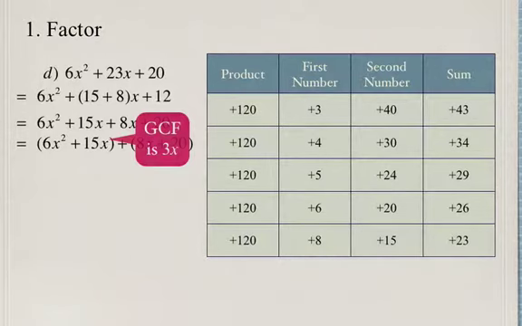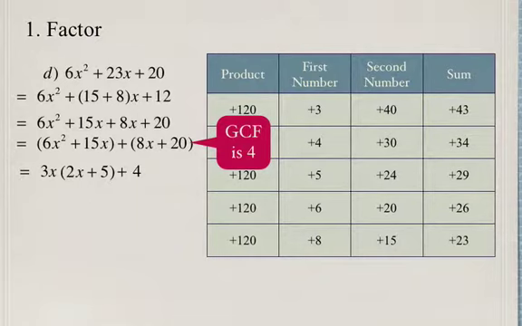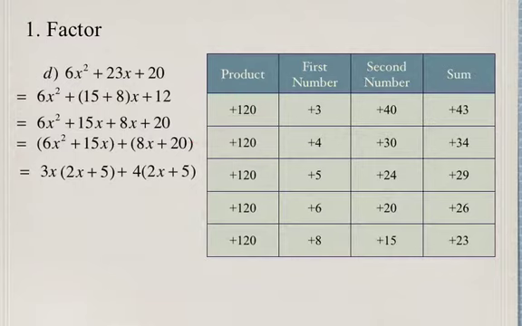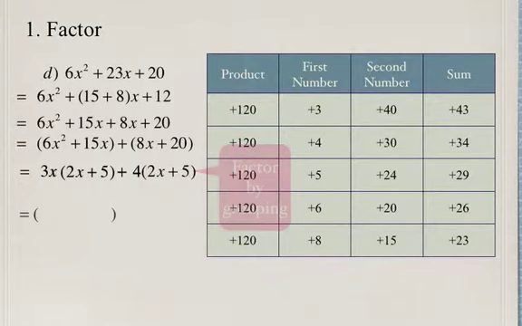For the first bracket, our greatest common factor is 3x. So we're going to factor out 3x, and when we do that, we end up with 2x plus 5. For the second bracket, our greatest common factor is 4, so we're going to factor that out, and when we factor out 4, we end up with 4 times 2x plus 5. And so now we're going to factor by grouping, and we're going to factor the 2x plus 5 out, and the 3x, and the plus 4.